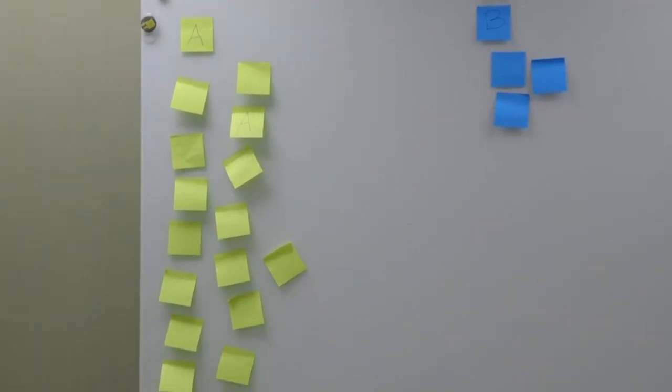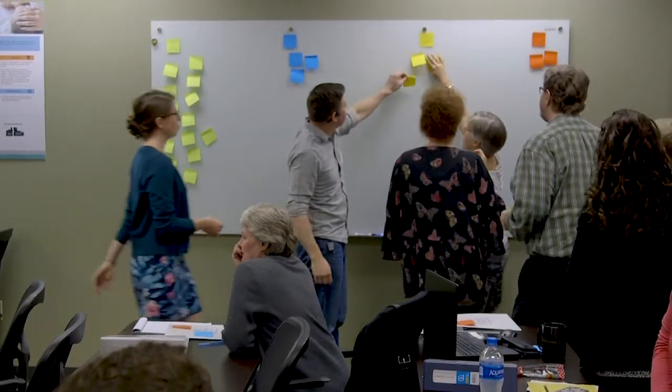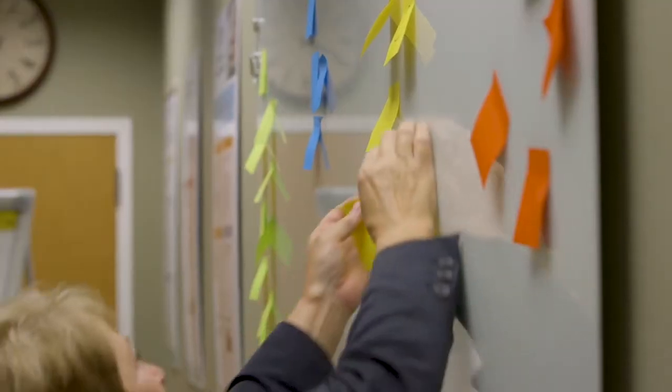to address this outbreak, right? Okay, so just in, they also provided us with two more programs. Now we have the choice of C, in which 400 people will die if we choose this. And program D, there's a one-third chance that nobody will die and a two-thirds chance that 600 people will die. So I need you to pick C or D. So has everybody got theirs up there?